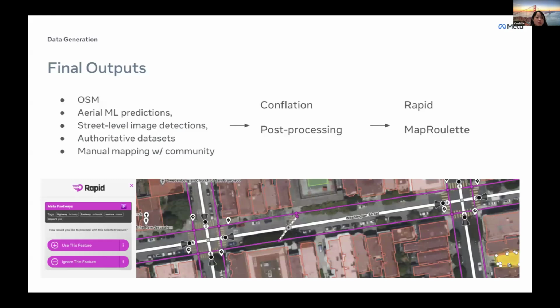As the last step, we combine the results from both traditional methods and the ML approaches, and we work on the conflation and post-processing, then produce the final outputs that more accurately represent the sidewalks and crosswalks. We surface some of those high confidence results onto RapiD through related challenges currently.